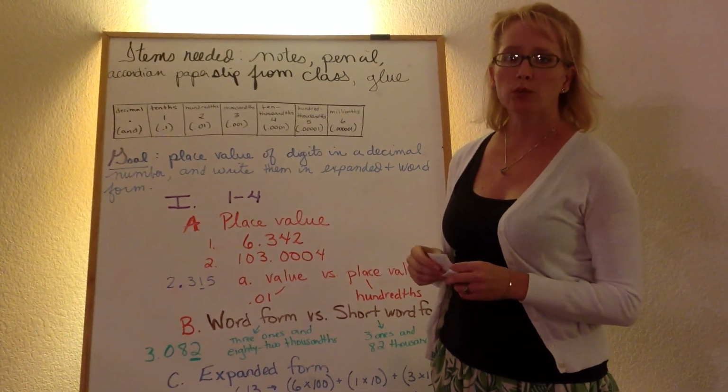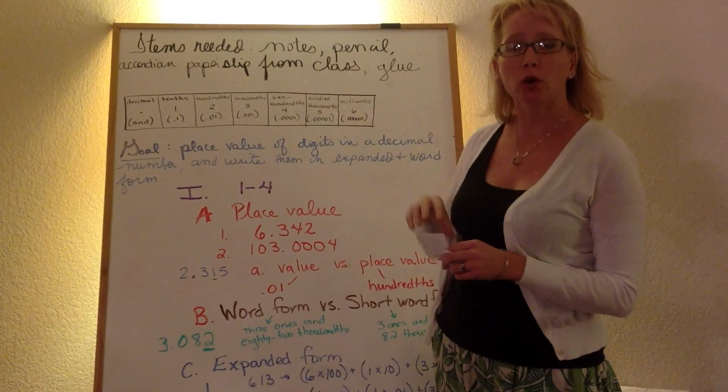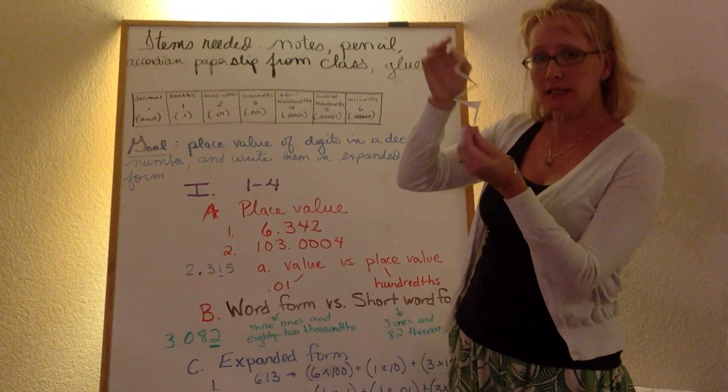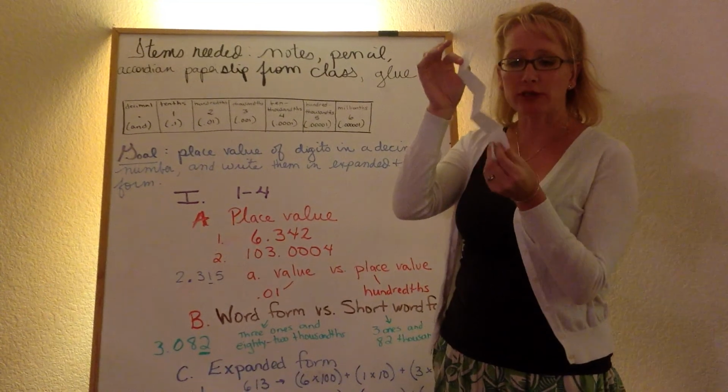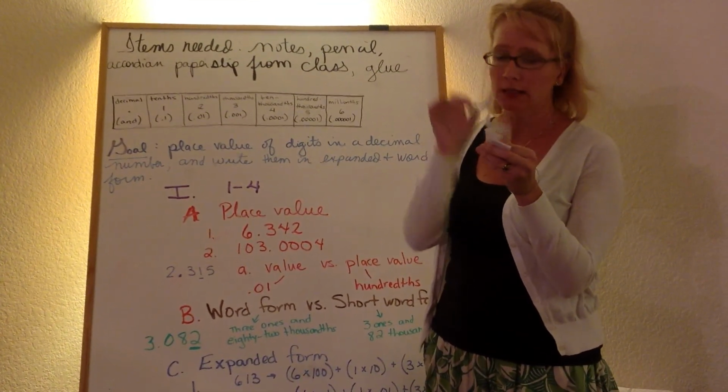Okay guys, this is lesson 1-4, and the items you're going to need are your notes and your pencil, and then that accordion piece of paper that I gave you in class today, and glue. So make sure you have this. If you don't, get a new strip of paper and fold it 6 times.